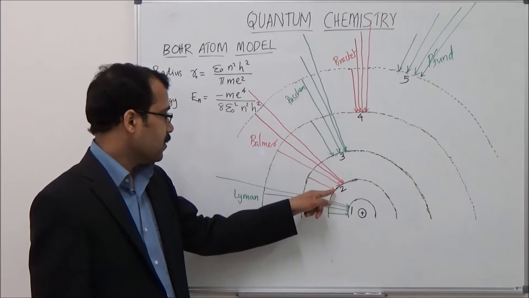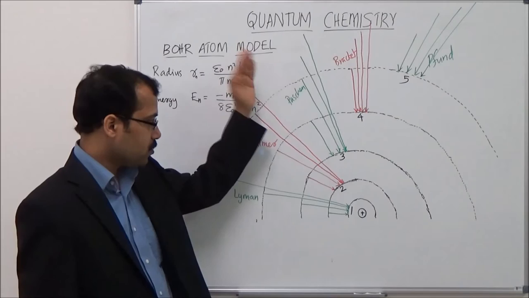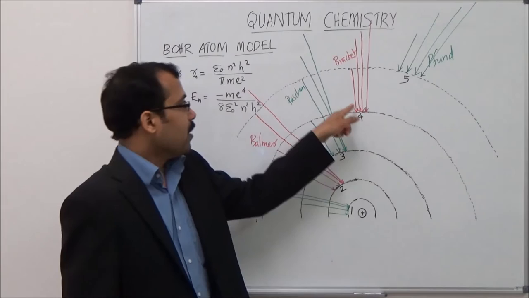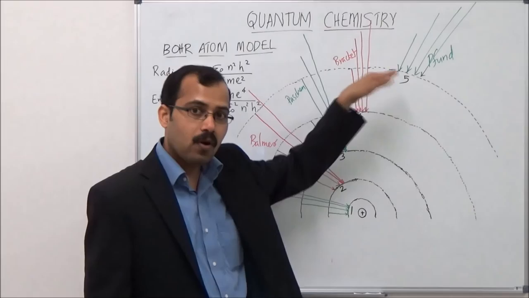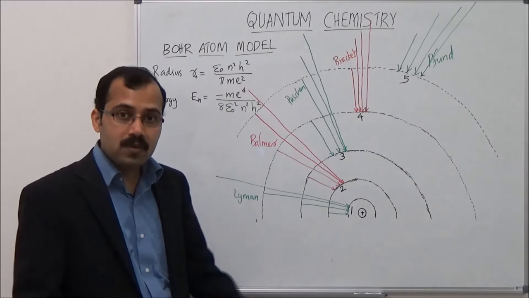Similarly, the transition from the higher orbits to the third orbit results in the Paschen series. And the transition of electrons from the higher orbits to the fourth orbit results in the Brackett series. And such transitions to the fifth orbit from the higher orbits results in the Pfund series. This was the explanation for the emission spectrum of hydrogen by Niels Bohr.